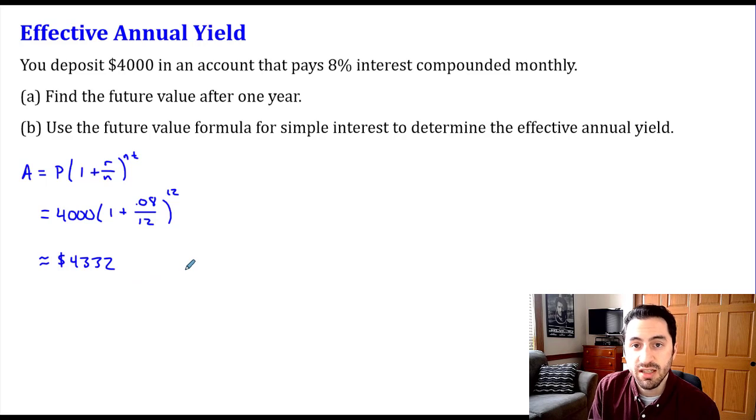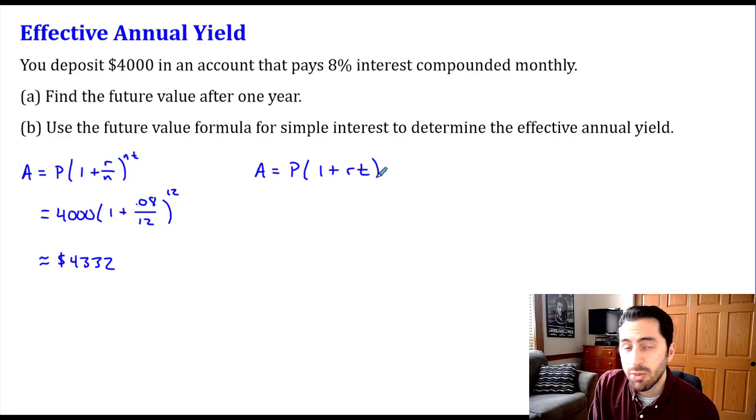But now I want to find the effective annual yield, which is the simple interest that would give me this same amount of money. So remember our simple interest formula, our future value is equal to the principal times 1 plus r times t. Okay, so we can plug in what we know again. So the future value we want to end up with is the $4,332 we just found. Our initial investment, the principal, is the same, 4,000. And then r is actually what we want to solve for, and t is actually just going to be 1 because we're still looking at 1 year.